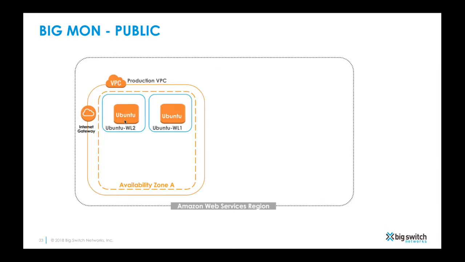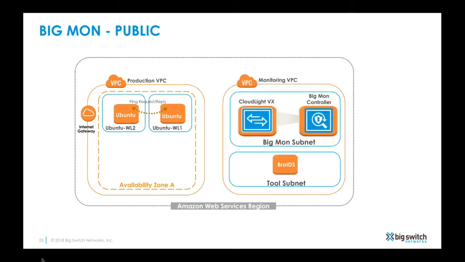Before we jump into the actual demo for BigMon Public Cloud, let's briefly go over our demo topology. As we can see, we have two workloads, Ubuntu Workload 1 and Ubuntu Workload 2, that are deployed in a production VPC. We will have a ping session between the two workloads going from Ubuntu Workload 1 to Ubuntu Workload 2. So using a CloudFormation template, we have deployed the monitoring VPC. As you can see on the monitoring VPC, we have two subnets. One is a BigMon subnet and the other one is a tool subnet.